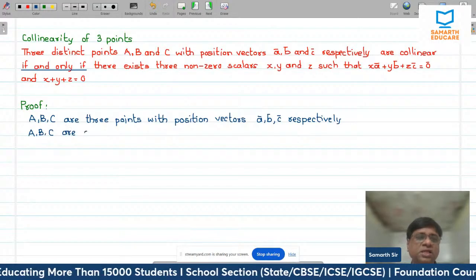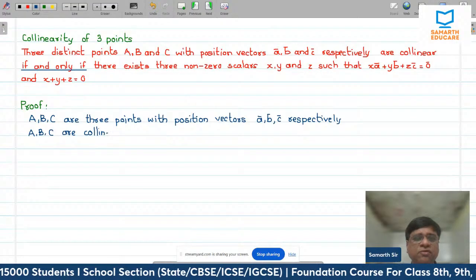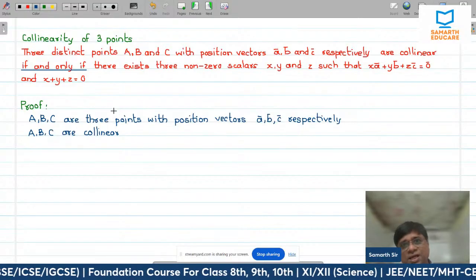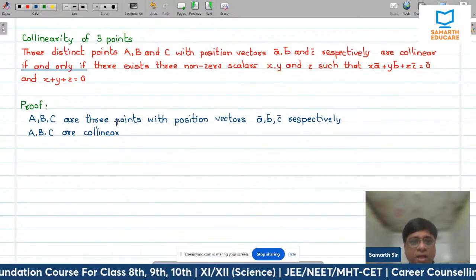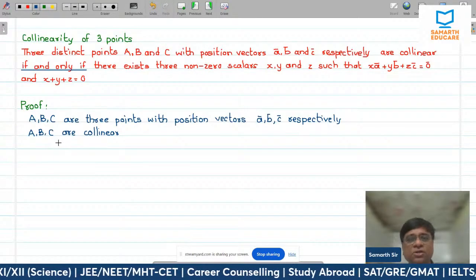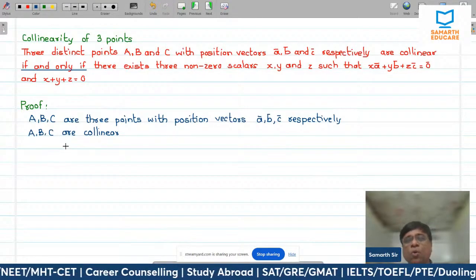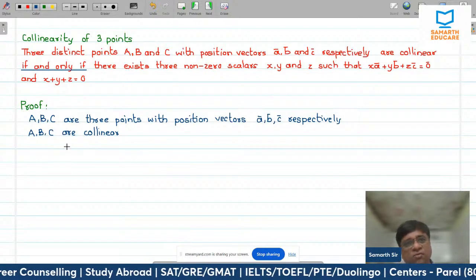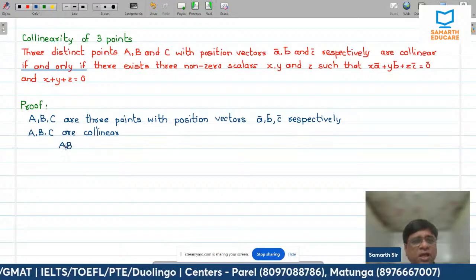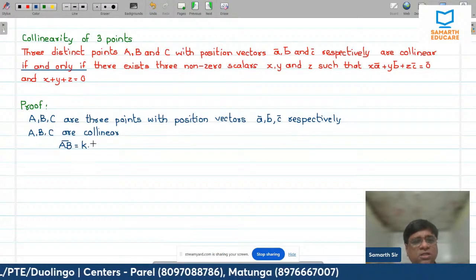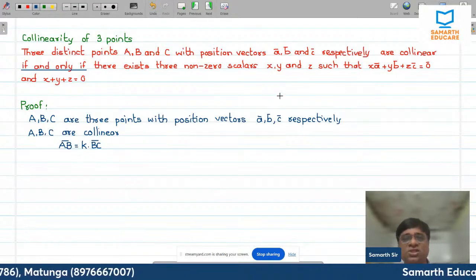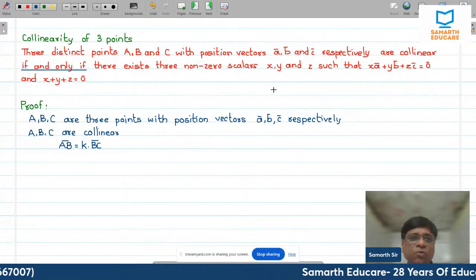Collinear points: see, there is a difference between collinear points and collinear vectors. Collinear vectors can be either parallel or along the same line, but collinear points are along the same line. Now, what we have studied in the previous classes is that if two vectors are collinear, then one vector is a scalar multiple of the other vector. Using this, if I say AB bar and BC bar are two vectors, then one is a scalar multiple of the other. Naturally, if they are collinear, they will be on the same line, right?